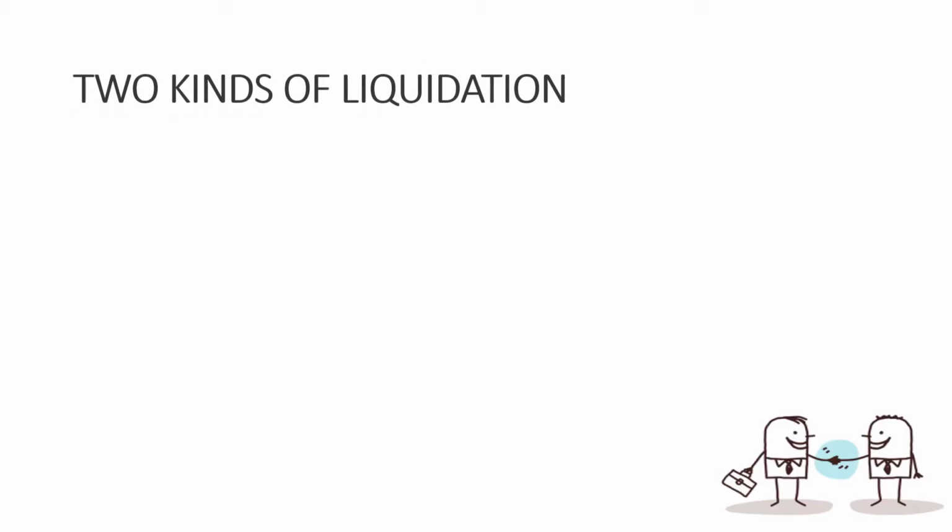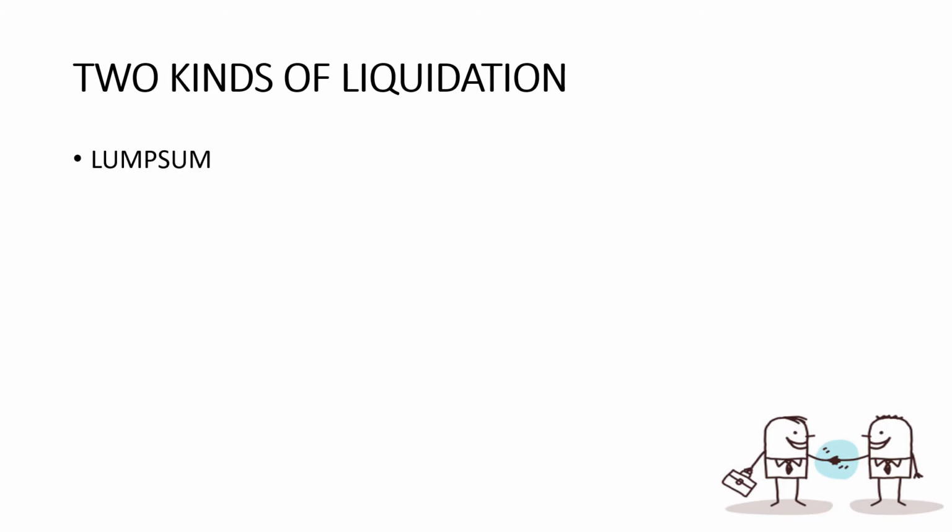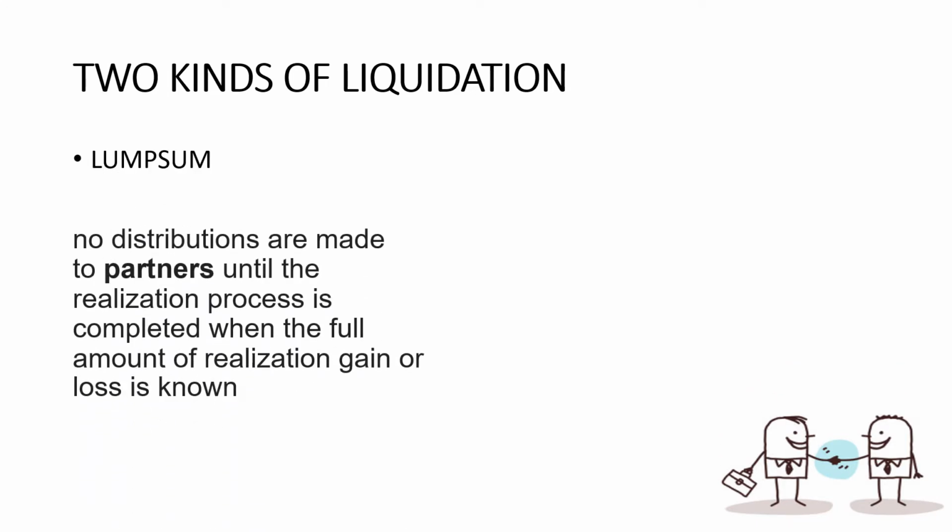Okay? So there are two kinds of liquidation. We have the LUMPSUM liquidation. Under LUMPSUM liquidation, no distributions are made to the partners until the realization process is completed, when the full amount of realization gain or loss is known. So, meaning, no distribution among partners unless all the assets are fully liquidated and all the creditors are fully paid, and whatever remains would now be distributed among the partners. For this discussion, we will focus on the lump sum liquidation.